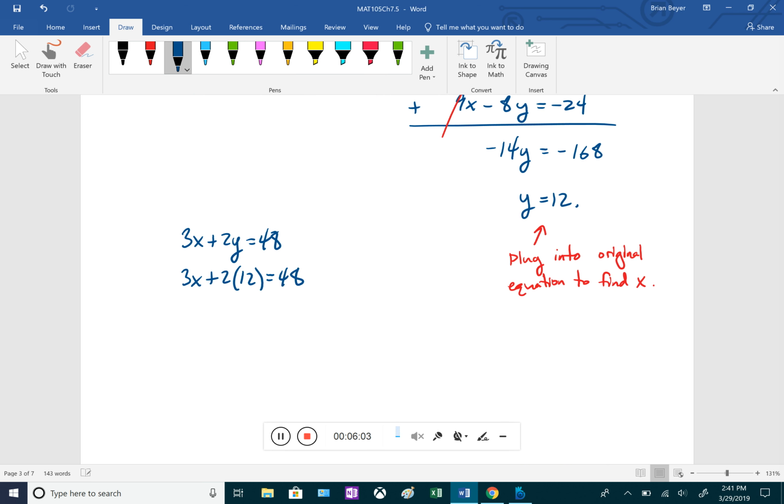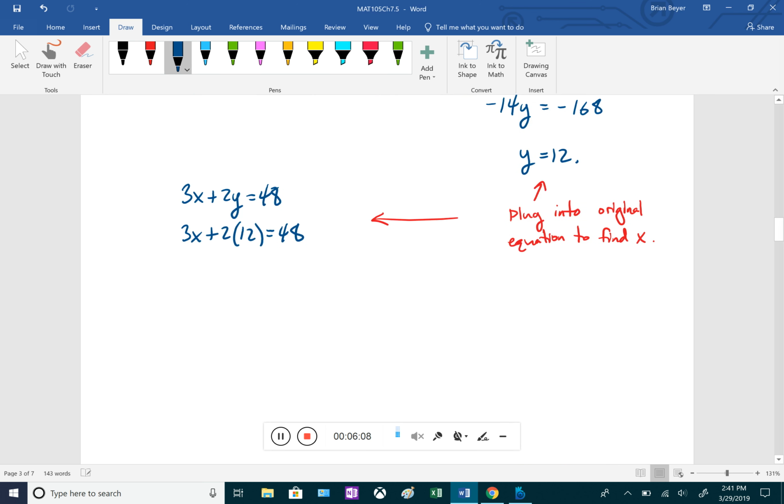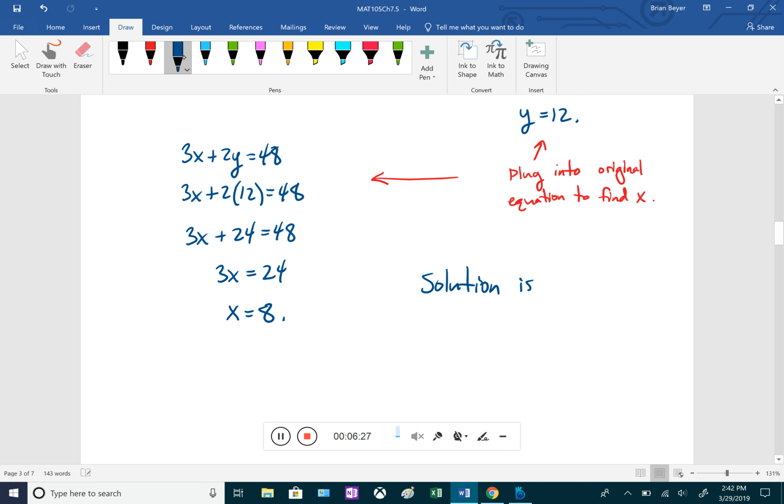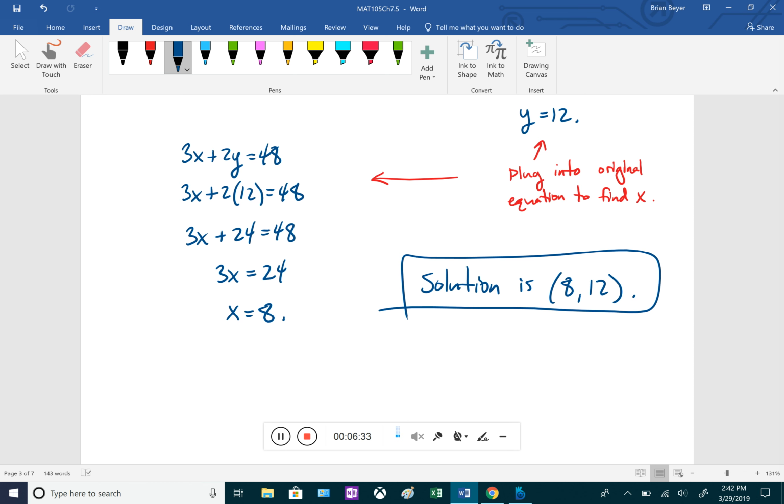And now we can solve that for x. So this is this step right here. So solving this for x, we're going to get 3x plus 24 equals 48. Subtract 24 on both sides, get 3x equals 24. Divide both sides by 3, gives us x equals 8. So that means the solution to this problem is 8, 12. X equals 8 and y equals 12.